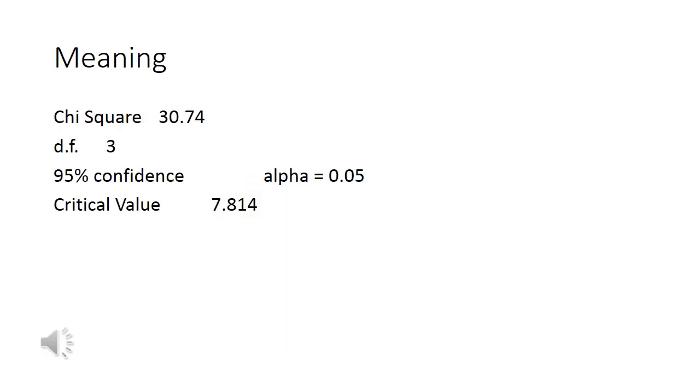So the result of the chi-square test was 30.74. The degrees of freedom was 3, and our alpha was 0.05 with a critical value of 7.814. Because the chi-square fell significantly above 7.814, we can safely say that the null hypothesis is rejected. Had the chi-square fallen below 7.814, we would have agreed that the null hypothesis was true and should have been accepted.